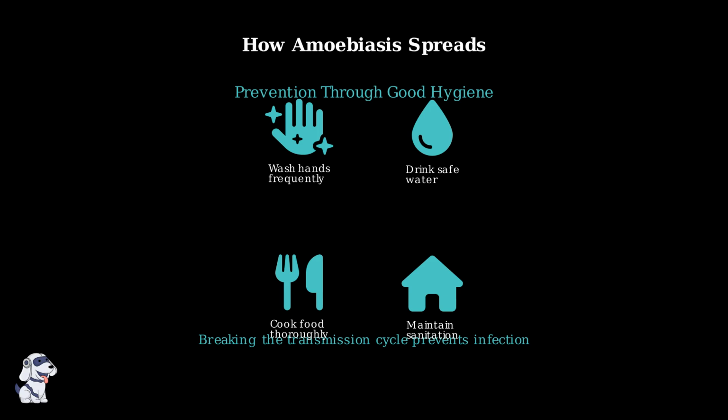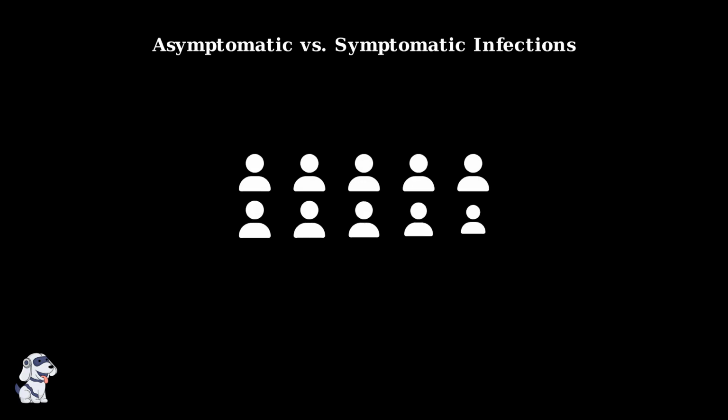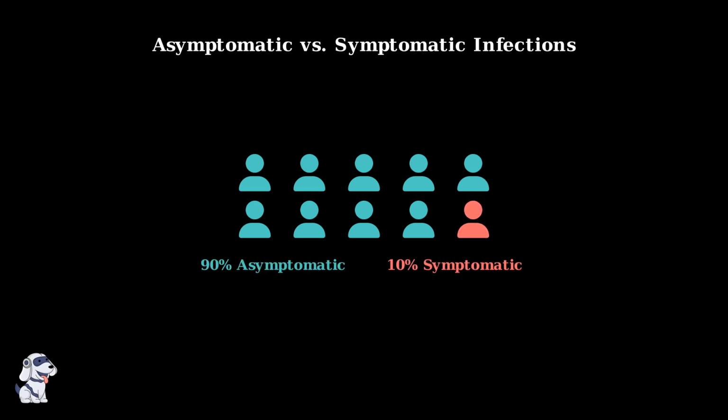When someone gets infected with Entamoeba histolytica, the parasite doesn't always cause obvious illness. In fact, most people who are infected don't even know they have it. Here's a remarkable fact: about 90% of people infected with this parasite are completely asymptomatic. That means 9 out of every 10 infected people show no symptoms at all. The remaining 10% develop symptomatic infections, meaning they actually get sick from the parasite.